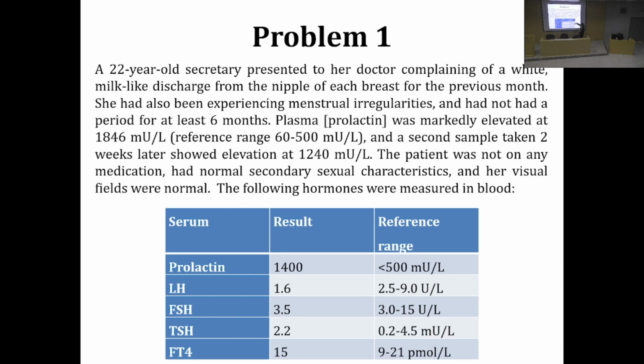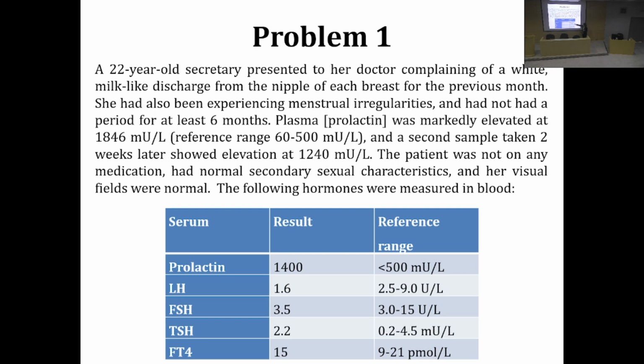The patient was not on any medication and had normal secondary sexual characteristics. Her visual fields were normal. Why did they look at the visual fields? Prolactinomas sometimes can cause visual disturbances, sometimes headache. Why did they look for normal secondary sexual characteristics? Hypogonadism, yes. If it's primary hypogonadism, maybe the woman will not develop these sexual characteristics, especially in younger women as well. All right. What do you think of LH?